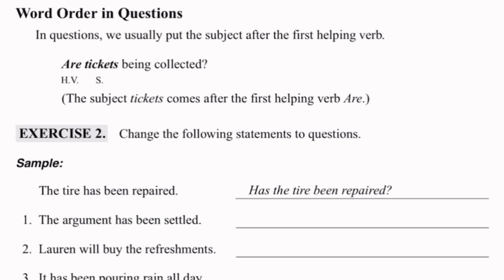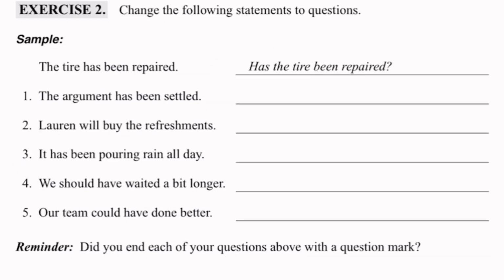Word order. In a question, we usually put the subject after the first helping verb. Yes. Are tickets being collected? If it is a normal sentence, we say tickets are being collected. But if it is a question, you are going to swap it. So the subject, tickets, comes after the first helping verb. So I want you to change this. Pause the video and try to change these sentences to questions.